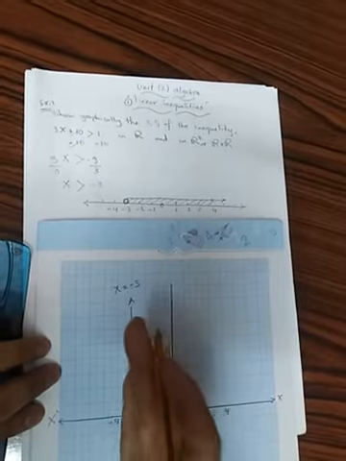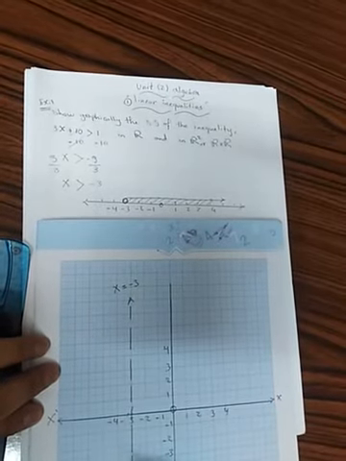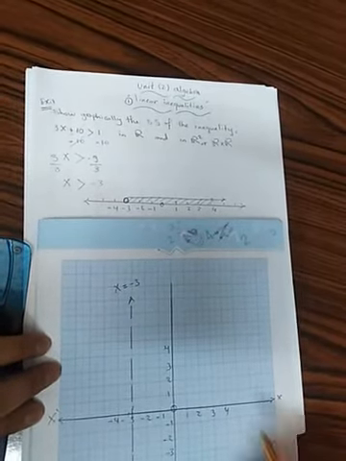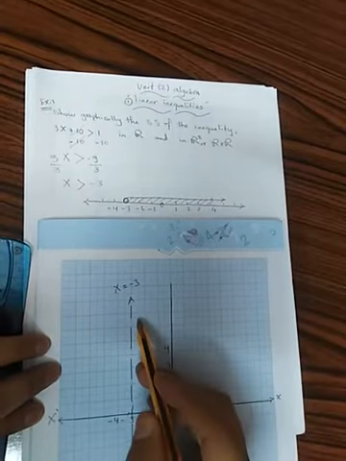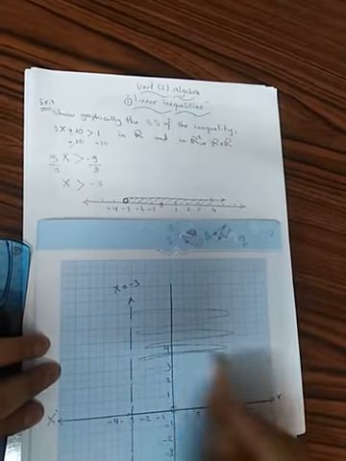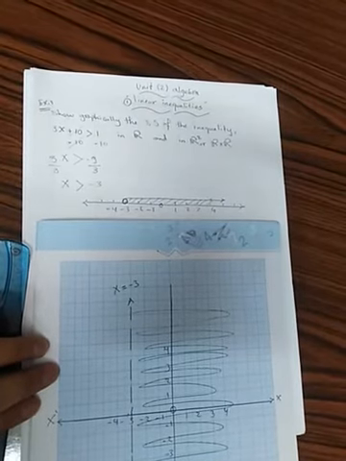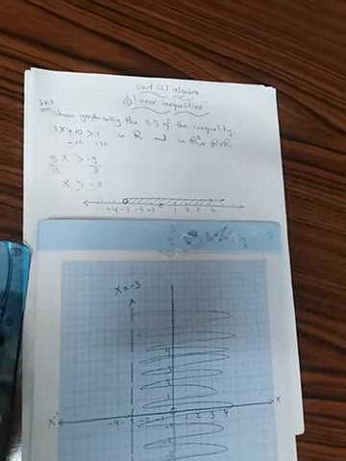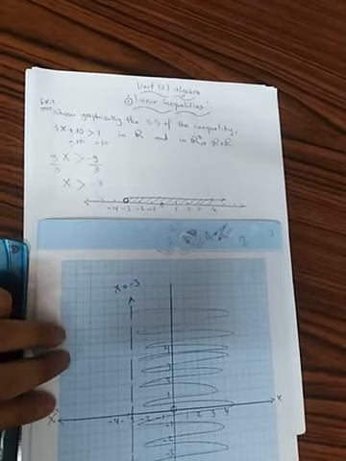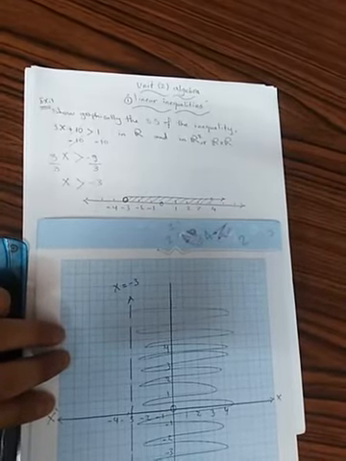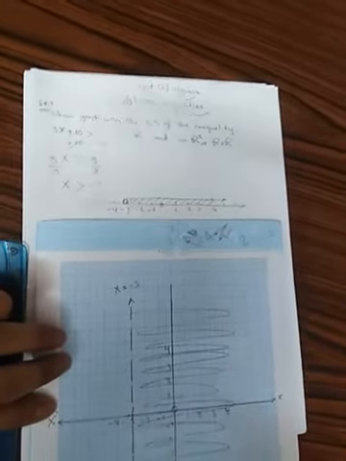Then I'll start after negative 3. Where is the graph? All this area is the solution set of this inequality. This is the solution in R2, or in R cross R.